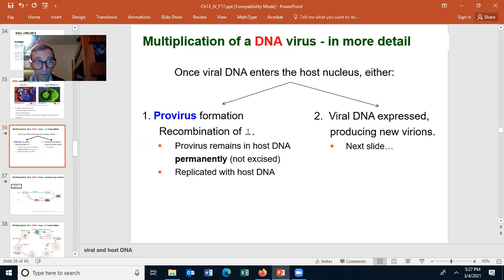Now, something that's different with this integrated provirus compared to the prophage of a bacteria cell is the provirus will permanently remain a piece of DNA in that host cell's DNA. It will never be excised. And that provirus will be replicated only when the host cell replicates its DNA.